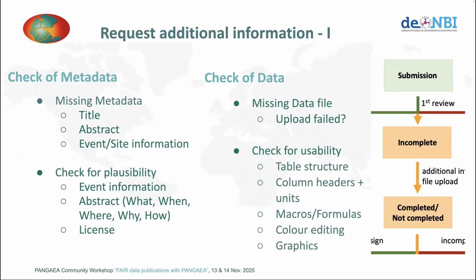We also check this information for plausibility. Especially for the abstracts, we check if we have the what, when, where, why, and how you measured it. But we also check the license, whether you have chosen a good license or not. The next step is that we also check the data. Do we have data? Sometimes the data upload failed and we ask you what happened. Why don't we see data files? Or do you need an upload link but haven't clicked on the checkbox, for example?